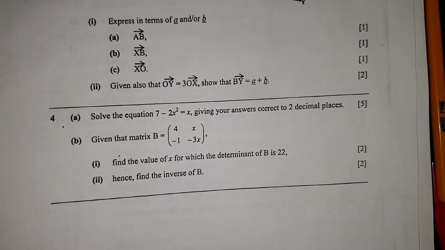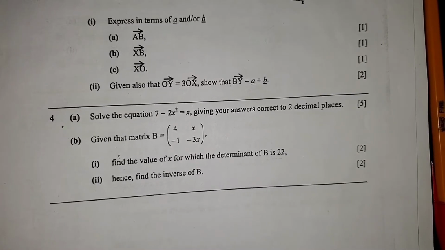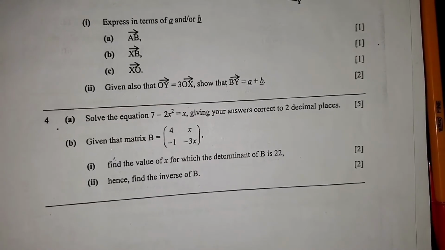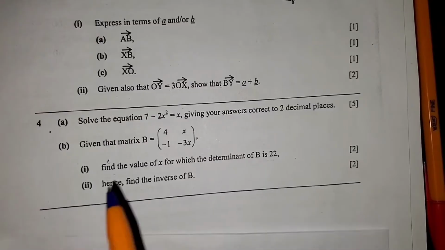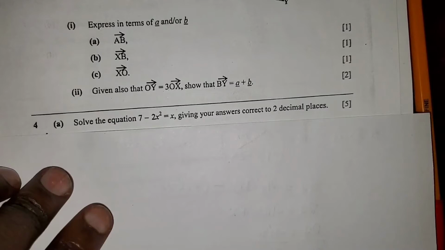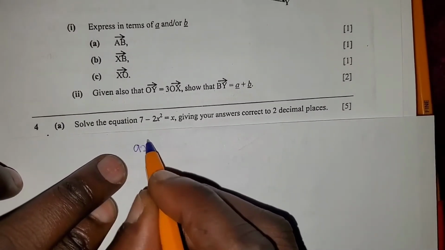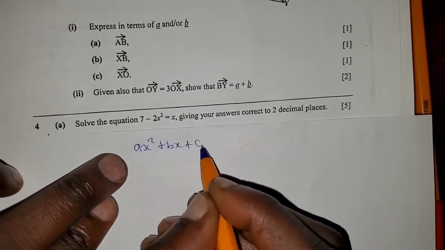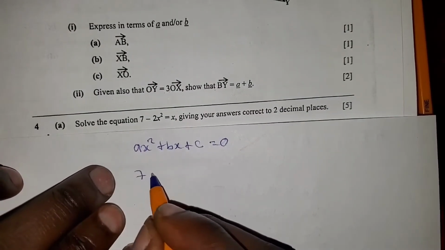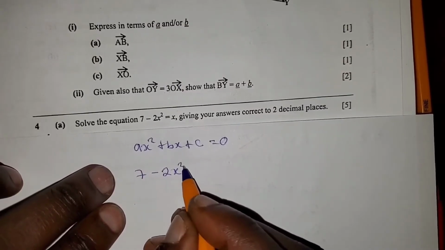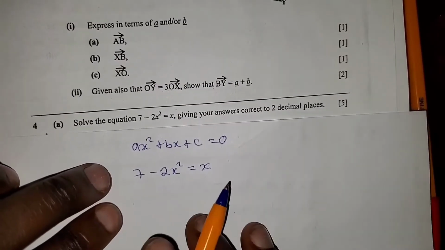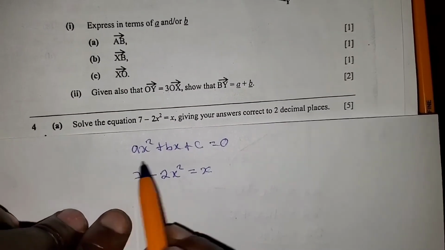Okay, this is question 4a of 2022 paper 2 mathematics GCE section A. All right, so let's solve this question 4a. Now this question is under quadratic equations. A quadratic equation is the equation of this form: ax squared plus bx plus c is equal to 0. Now when you write this one down, 7 minus 2x squared is equal to x. You ask yourself, is it in this format? Not really, so you can just change it into this format.